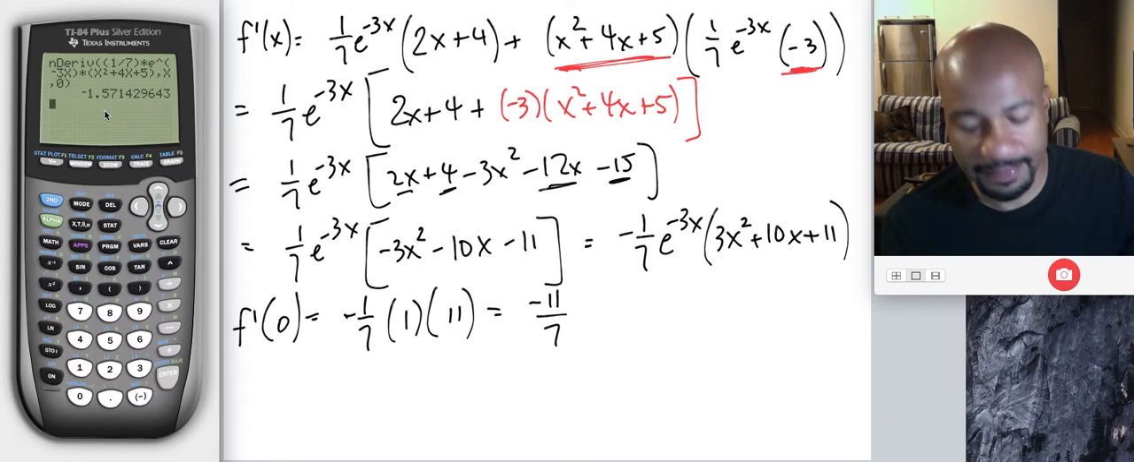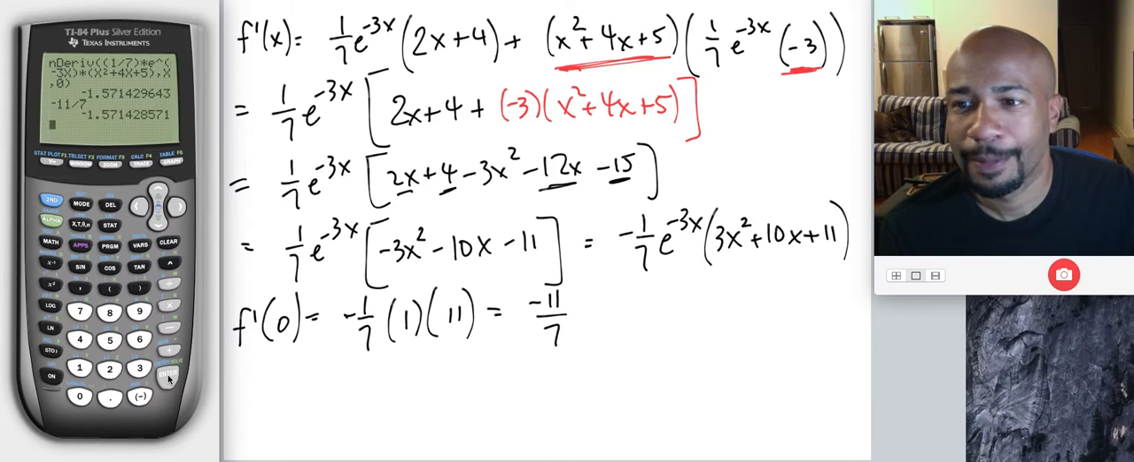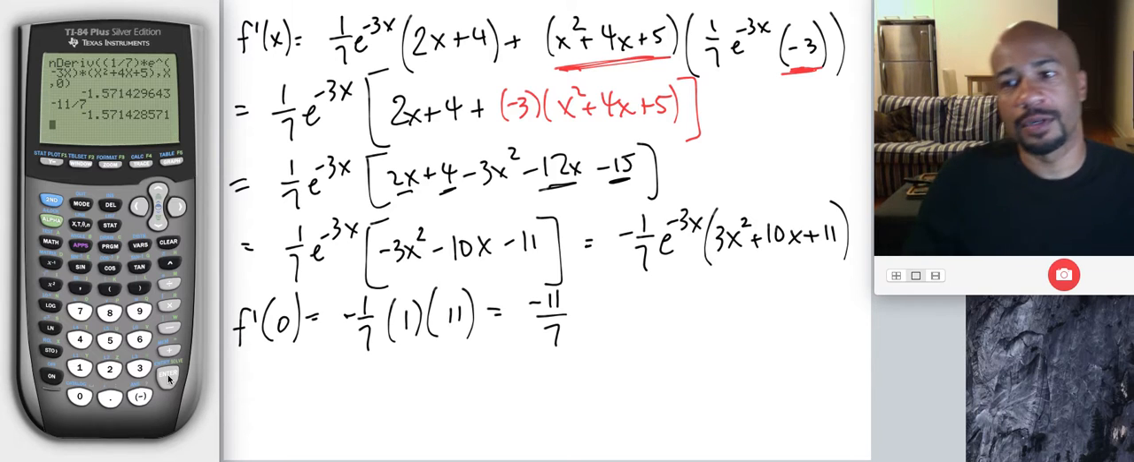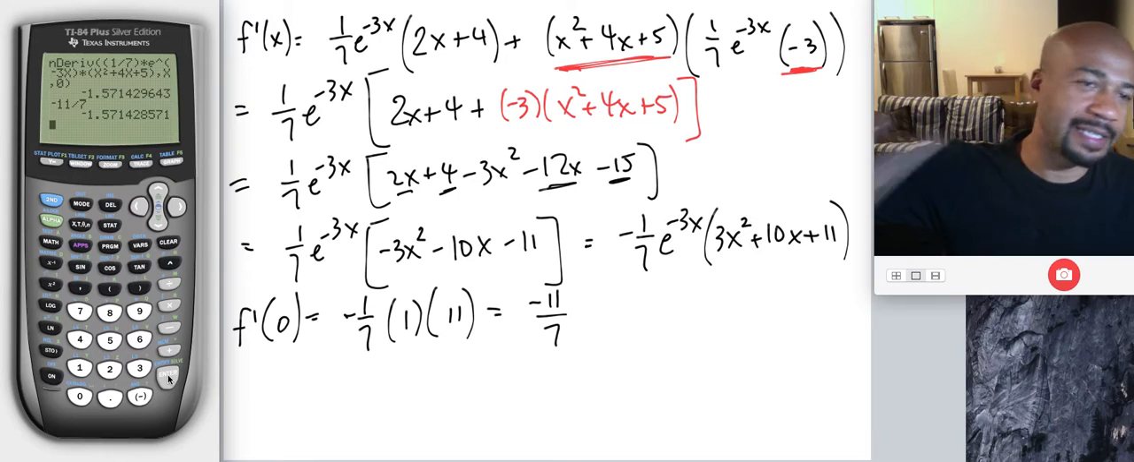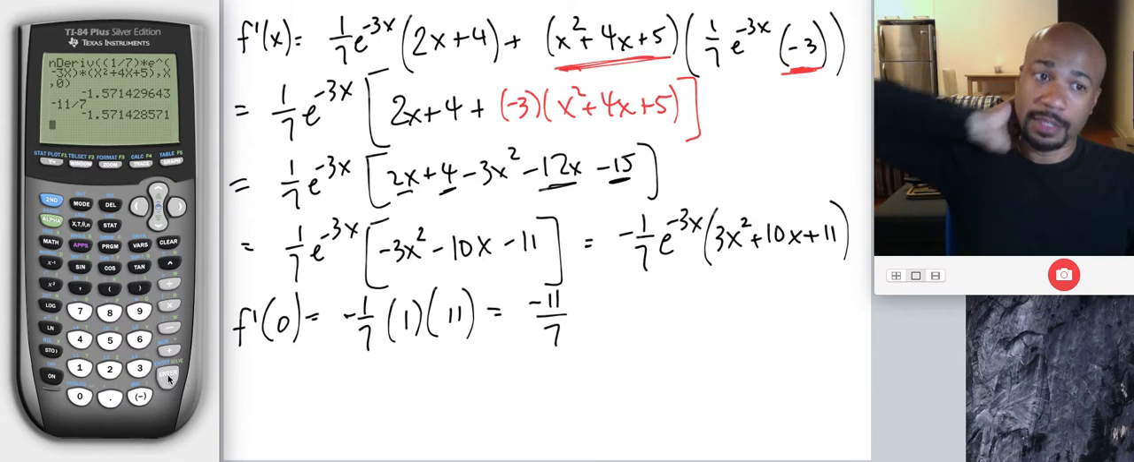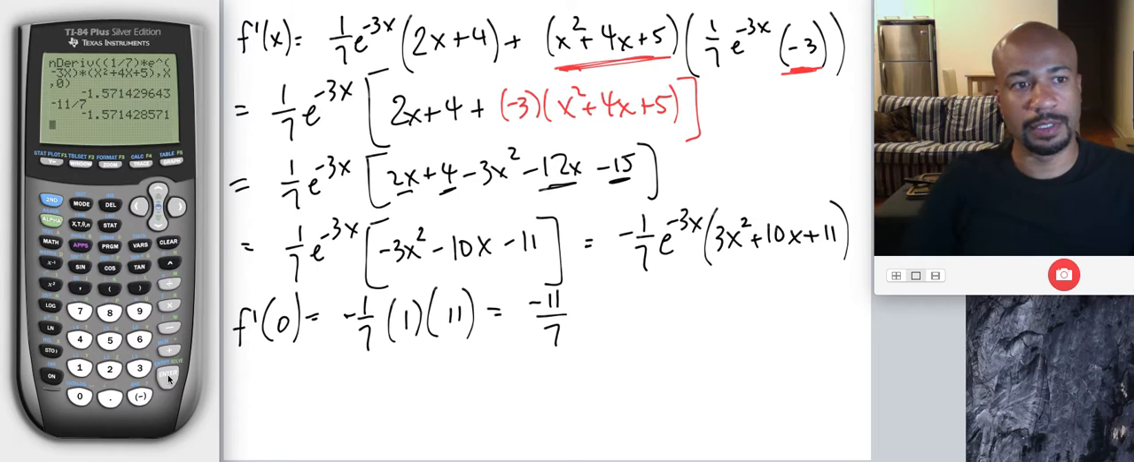But let me take my value, negative 11 over 7. Let's see if I'm right. Boom! It's approximately the same. Right? So the reason why it varies a little bit is because it's approximating using algorithms in the function of n derivative. But the actual true value is negative 11 over 7. The exact value, rather.